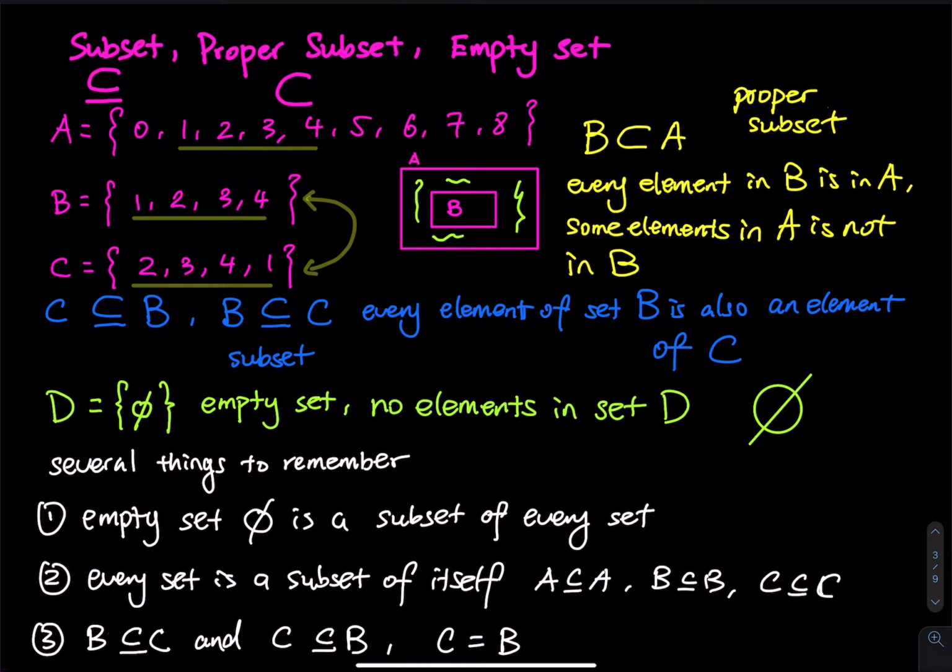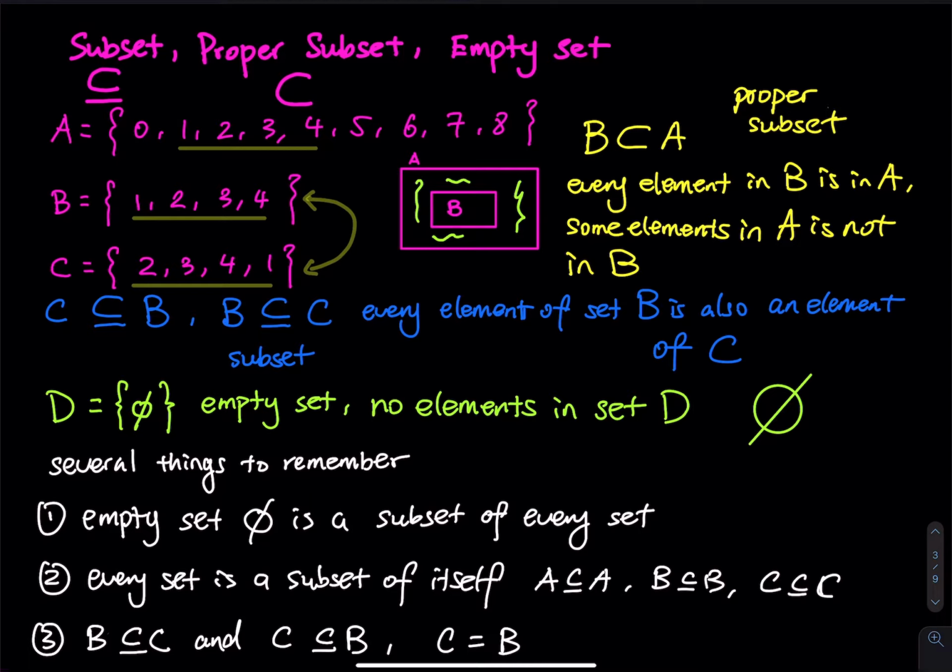And then there is a set D in green. So set D in green is an empty set. For the empty set, we draw a 0 with a slash. Right? So there are several things to remember. Number one, the empty set, the 0 with a slash, is a subset of every set. So we can say D is a subset of A, D is a subset of B, D is a subset of C. And then number two, every set is a subset of itself. So A is inside itself, B is inside itself, C is inside itself. And then number three, B is in C, right?